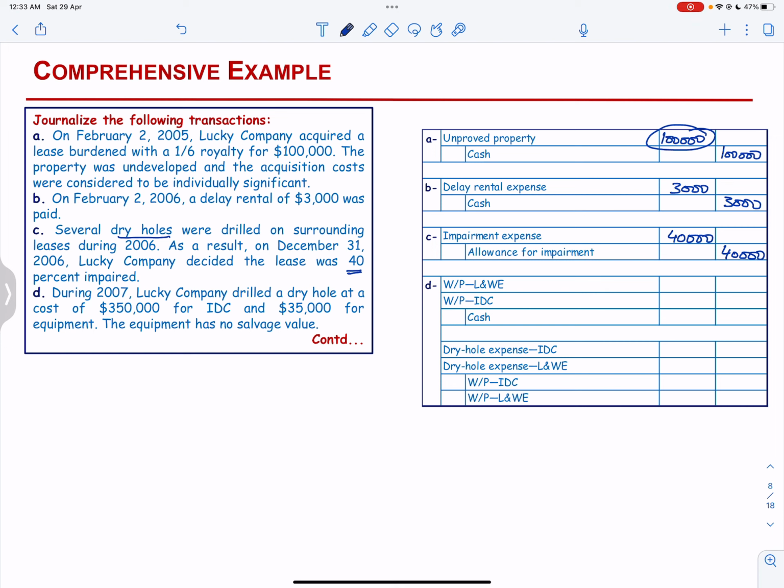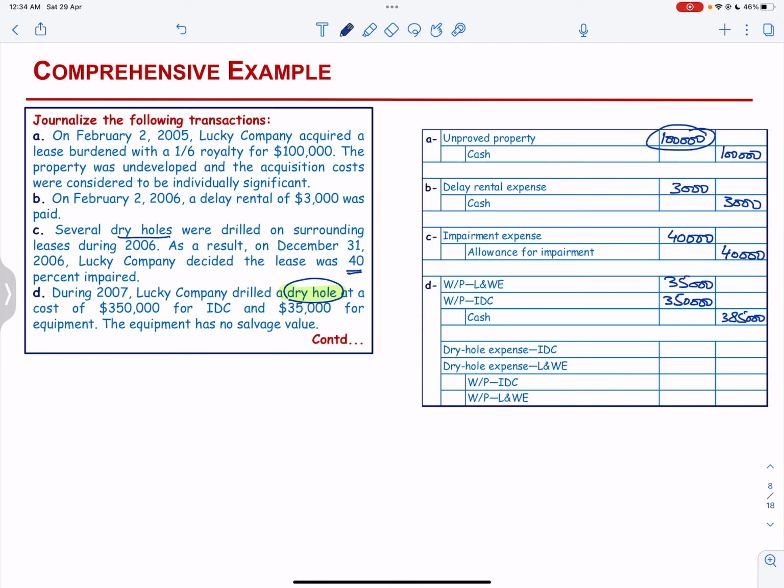During 2007, Lucky Company drilled a dry hole at a cost of 350,000 for intangible drilling cost and 35,000 for the equipment. Okay. So the total cash we are paying is 350 plus 35, which will be 385,000. Since this is a dry hole, we have to record the dry hole as well.